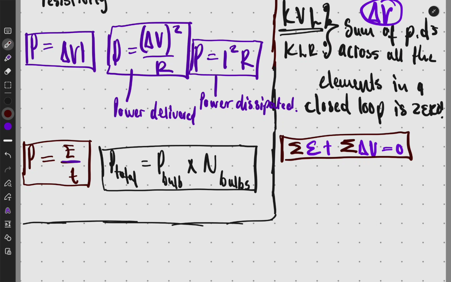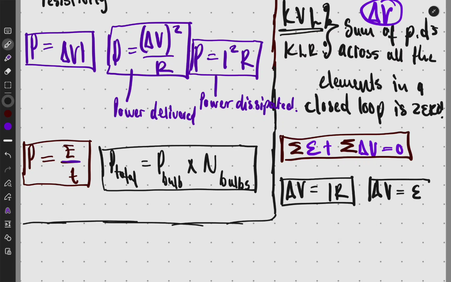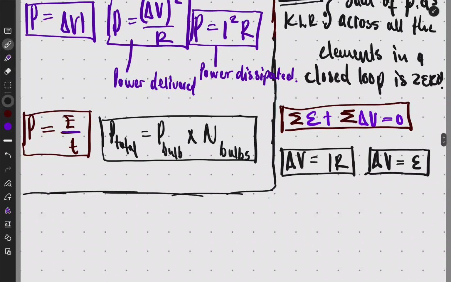Now, this is a very important thing you should know: when we meet a resistor, our delta V is going to change into an IR. And when we meet a source, our delta V will change into an E, the EMF. Then we will check the sign to know whether it is going to be negative or positive. We'll work on how to check.